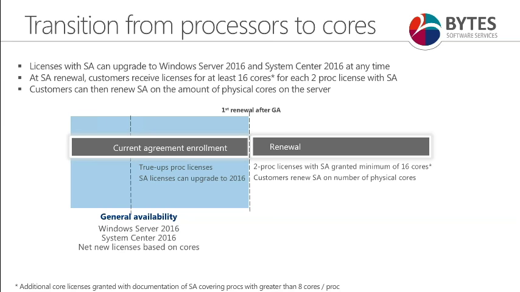So if you've got an existing enterprise agreement, I would recommend, if you haven't already done so, to purchase Windows Server 2012 or System Center 2012 licenses now. You only need to buy a minimum of 1 license to lock in the current license model, and that will see you through to the end of that agreement term. Otherwise, you need to license any new servers, obviously, in the core-based license model.